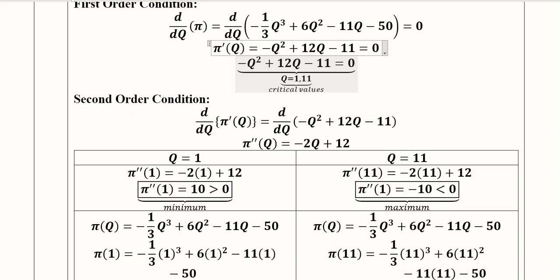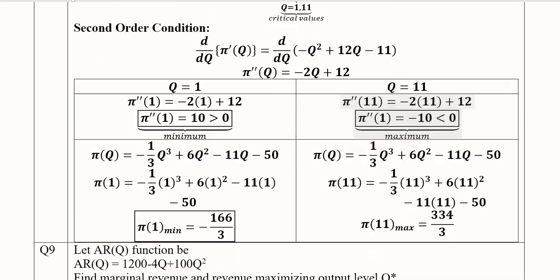We have already found the values of Q. There are 2 in number. So first we put Q equal to 1, and then we put Q equal to 11, and we find the numerical value of the second order condition. So here we have found a positive value and a negative value. The second order condition, if it is positive, signifies a minimum, and when it is negative, it shows a maximum.